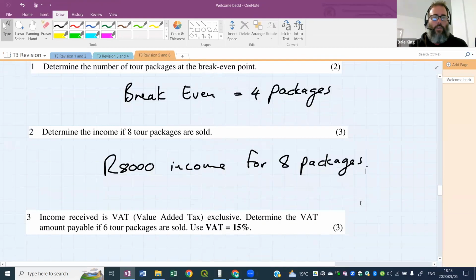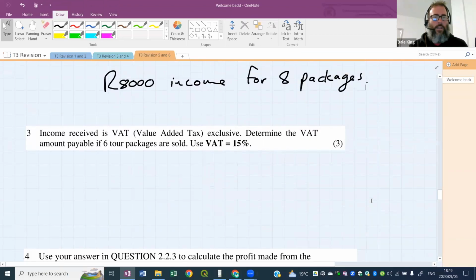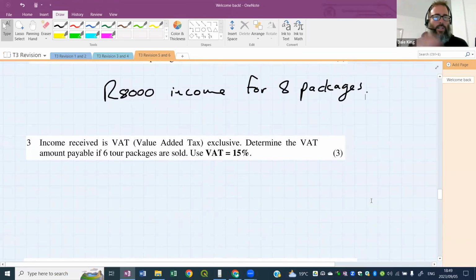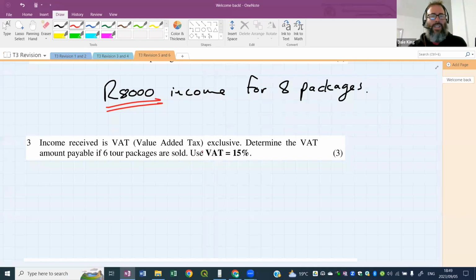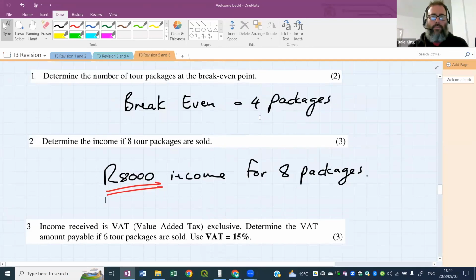Okay. Number 3. Let's see here now what this says. It says, income received is VAT, which is value added tax, exclusive. So the income that you get from these, you see this 8,000 Rand here, for example, this income here excludes VAT. Determine the VAT amount payable for 6 tour packages. What is the VAT you're going to pay on 6 tour packages? What do I do? Somebody.